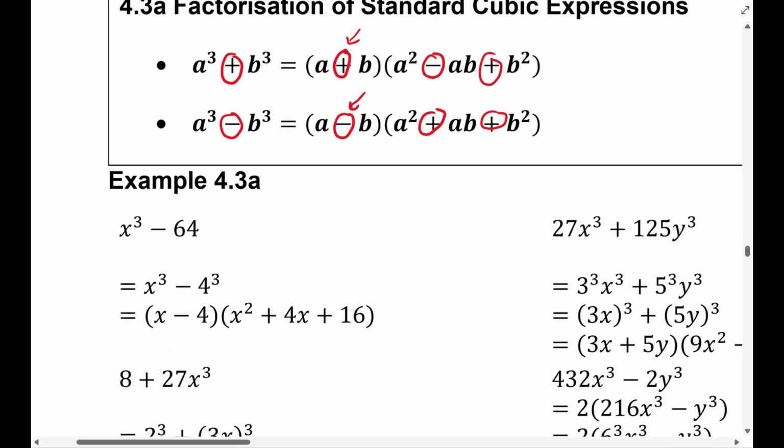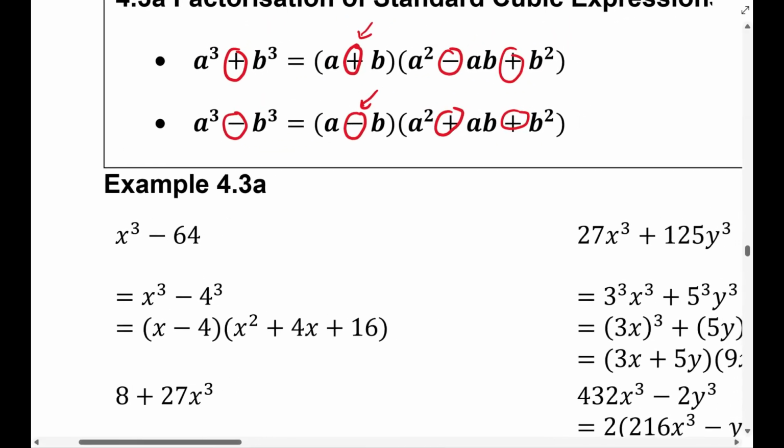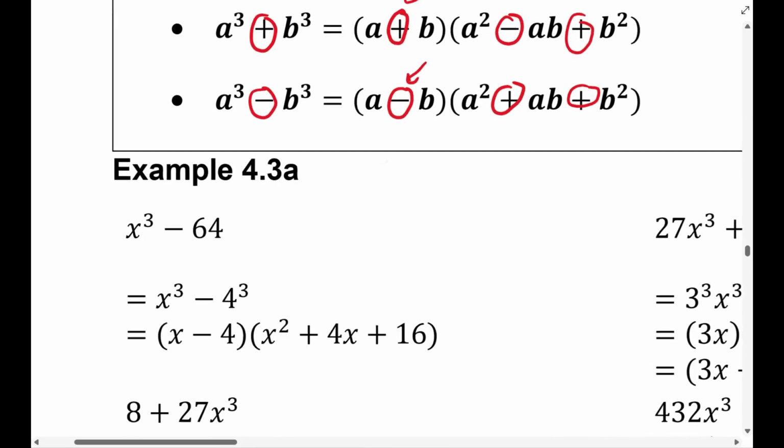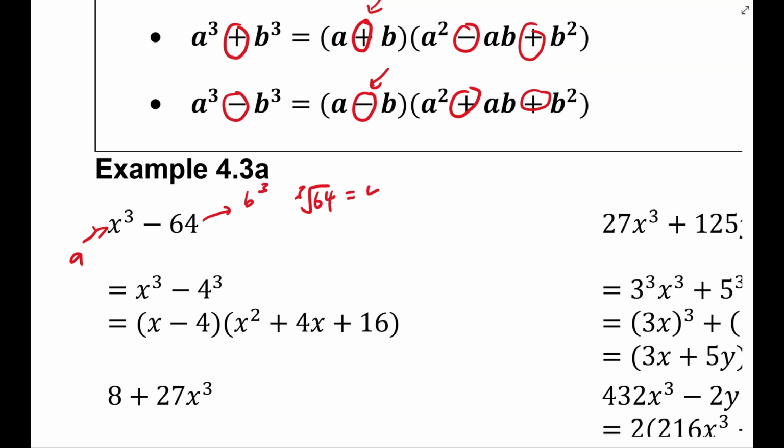So now let's try a few examples, which is basically just plugging your values into the formula. So x cubed minus 64. Now you must find your a and your b. So clearly your a is your x. Now how do you get your b? This is basically b cubed. You can do a cube root of 64, which will give you 4. Now this is your b.